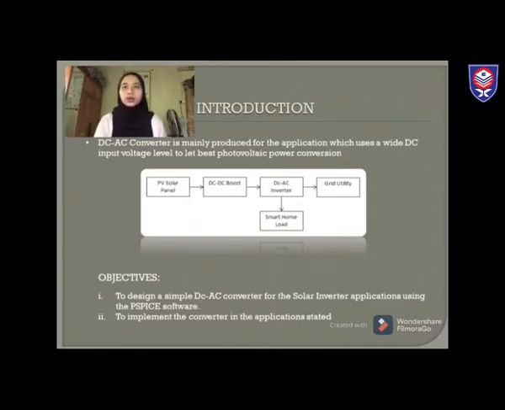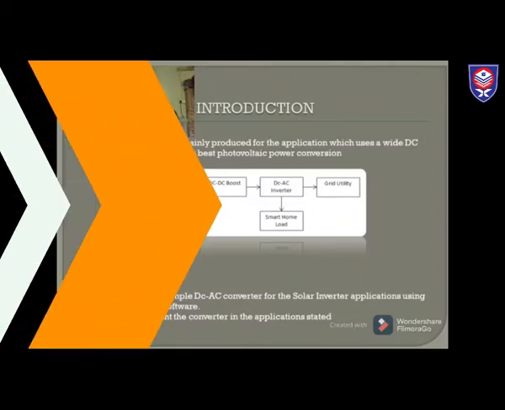Okay, our main objective of this project is to design a simple DC AC converter for the solar inverter application using the PSpice software. And another one is to implement the converter in the application stated, which is a solar inverter.